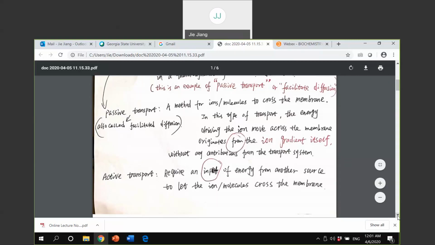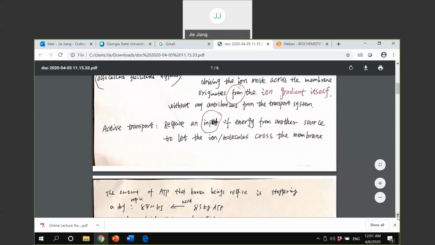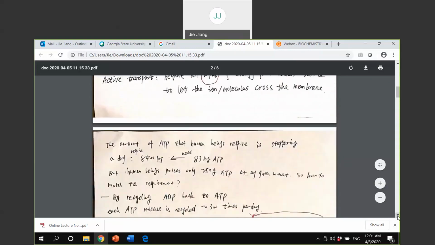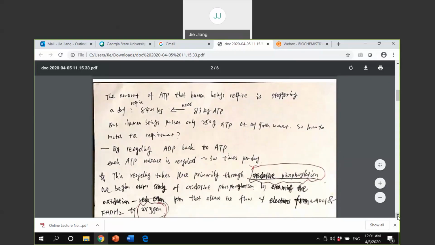Later on, when we start oxidative phosphorylation, for some steps, some reactions, you need to differentiate whether it is active transport or passive transport. We will come back to the definitions when we get there. So now, here is another question.